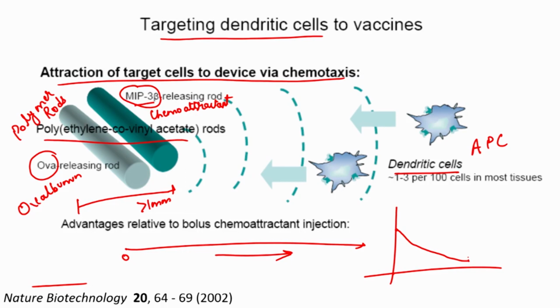So these dendritic cells will sense this gradient and they will start to move towards the MIP3 alpha rods. Now it is not only the MIP3 alpha, the ovalbumin is also being released. So you have this protein that is also being released, and it can be taken up by these APCs, macrophages, dendritic cells, whatever has been called to the site, and can activate them and generate an immune response against that particular antigen, in this case ovalbumin.